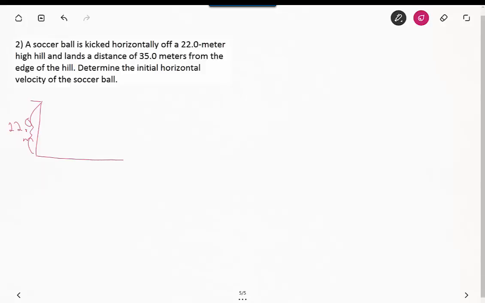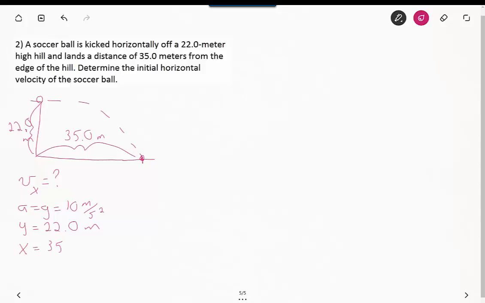We also know that when the soccer ball was kicked, it landed over here a distance of 35 meters away. We are trying to find the initial velocity of the soccer ball. We know again that the acceleration is equal to gravity, which is 10 meters per second squared. We know y is 22.0 meters. We know that x is 35.0 meters. And we're trying to find Vx.